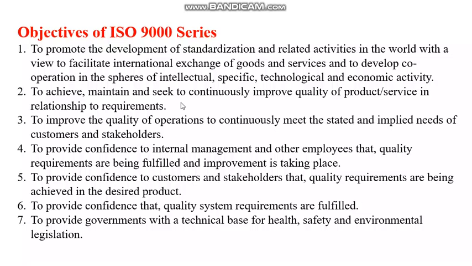Then, to achieve and maintain and seek to continuously improve the quality of the product or the service in relationship to requirements. You see, according to the customer requirements, this ISO 9000 series helps you to achieve those quality standards, to maintain them, and also to improve. As the customers' requirements keep on changing, you have to improve the quality of the product, so that the customer is always satisfied. This ISO 9000 helps in that. And the third one is to improve the quality of operations, to continuously meet the stated and implied needs of the customers and the stakeholders.